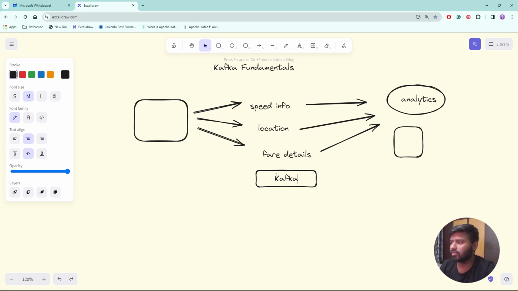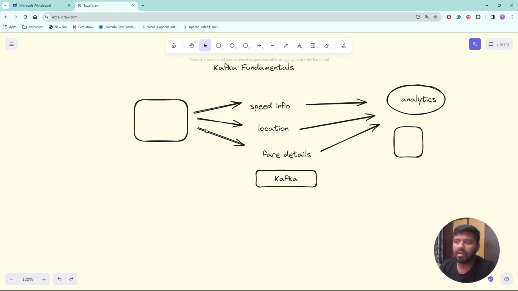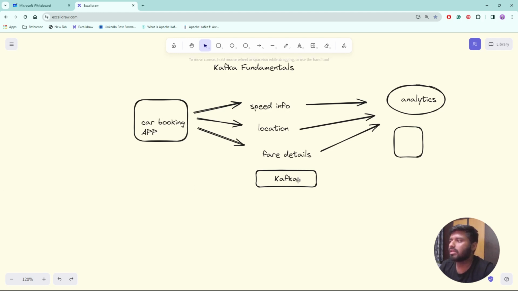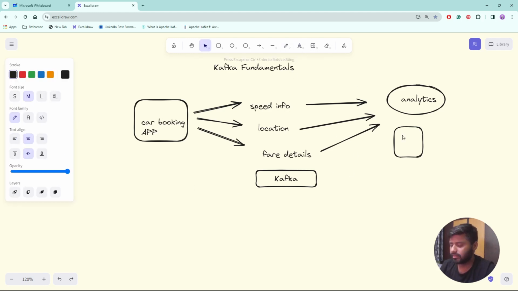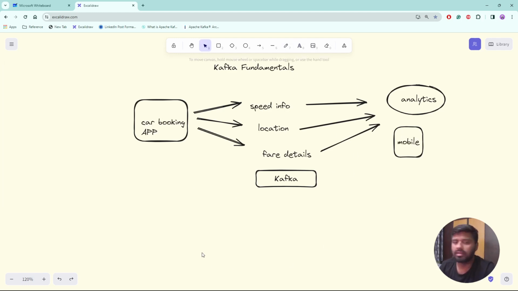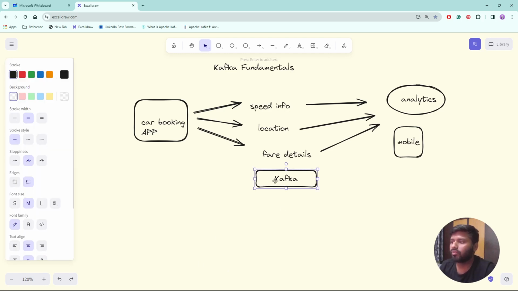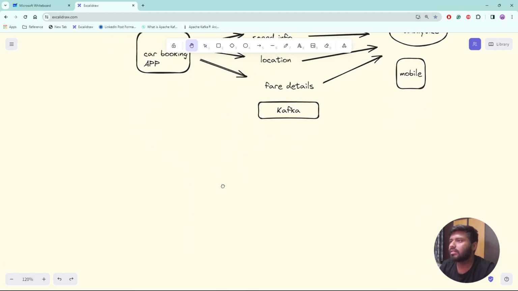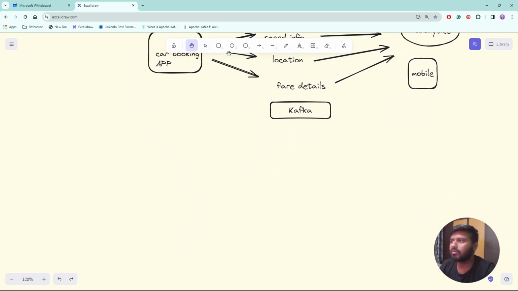So as part of the solution, we introduced Kafka in this specific scenario. So this is the car booking app, and up to that part this is already discussed. Now let's focus on Kafka and how exactly Kafka works internally. That is something we want to know, so to do that we can make some more diagrams.